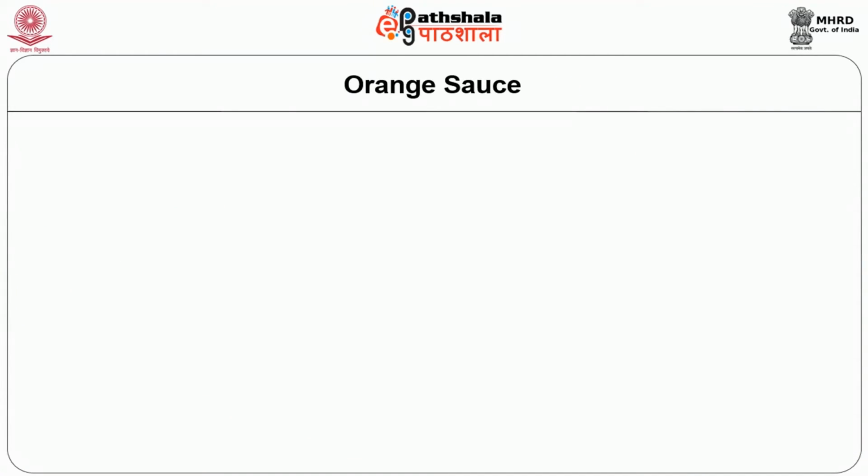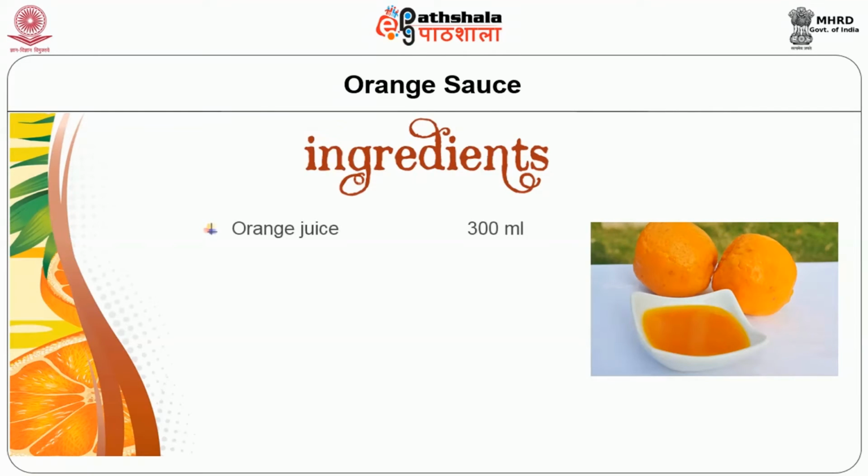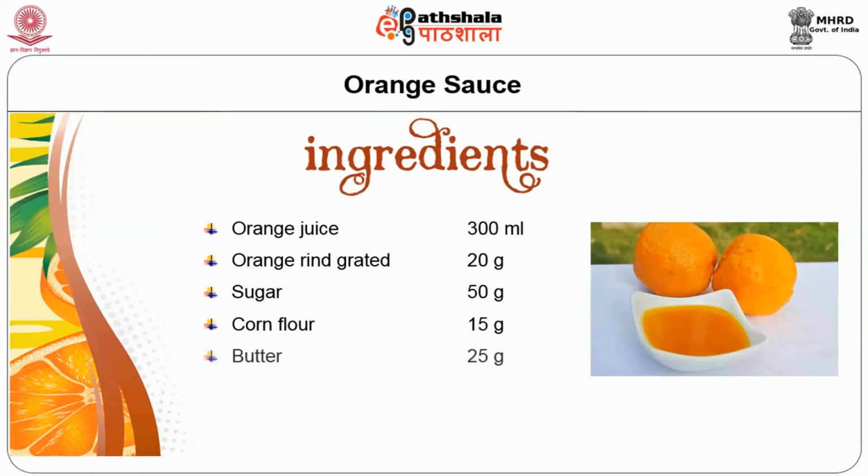One of the types of sauce using fruit as a base is the orange sauce. The ingredients and the way of preparation are given here. The ingredients used are orange juice, orange rind grated, sugar, corn flour and butter.